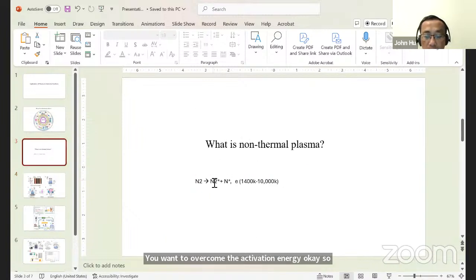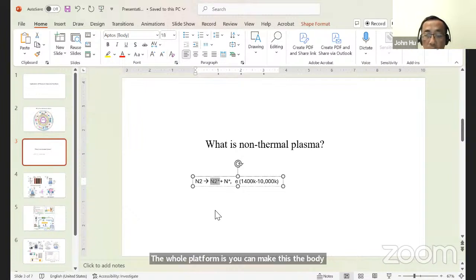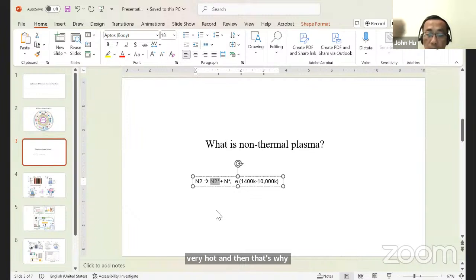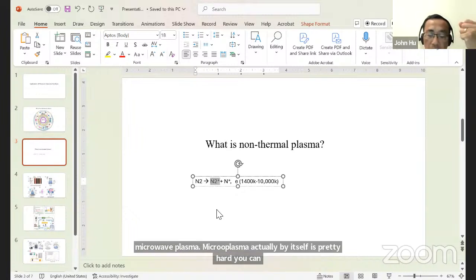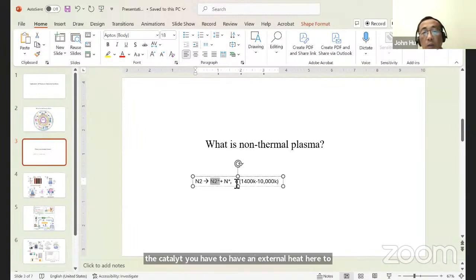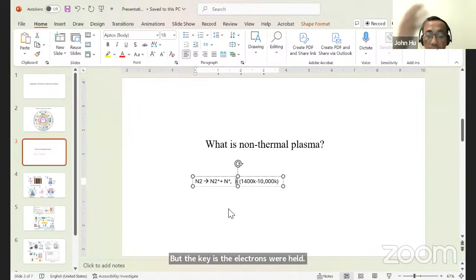Hot plasma means you can make the species very hot, and that's why microwave plasma by itself is pretty hot. It can heat the catalyst, but with cold plasma you cannot heat the catalyst. You have to have external heat to heat the catalyst. But the key is these electrons are hot. That's good because these electrons keep on hitting the neutral molecule, kicking out electrons, and then it becomes activated.